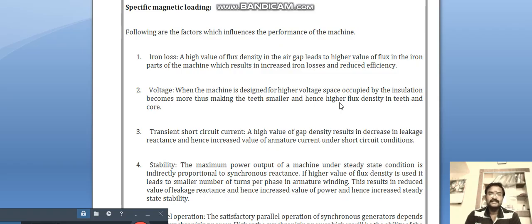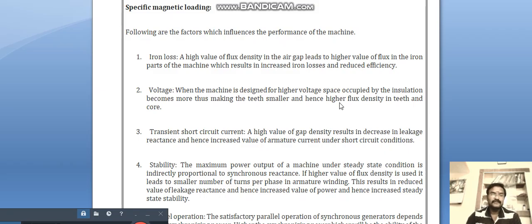When the machine is designed for high voltage, the space occupied by the insulation becomes more, thus making the teeth smaller and hence higher flux density in teeth and core. So if you go for high voltage machines, we need more insulation. At that time, the flux density in the teeth will be more. Transient short circuit current: a high value of gap density results in a decrease in leakage reactance and hence an increased value of armature current under short circuit conditions.